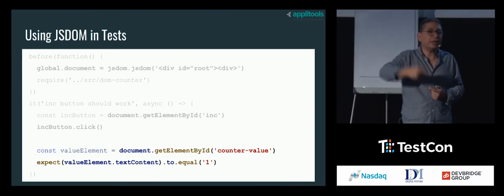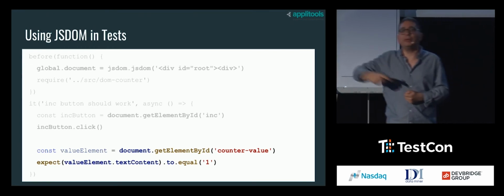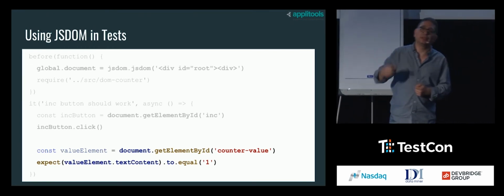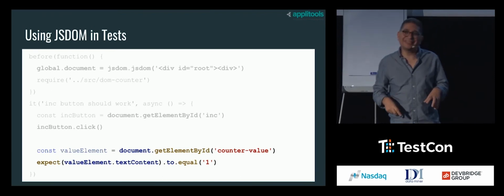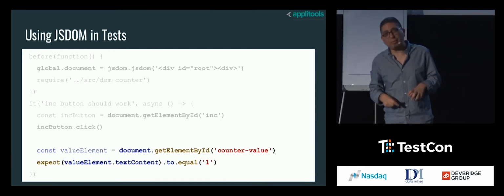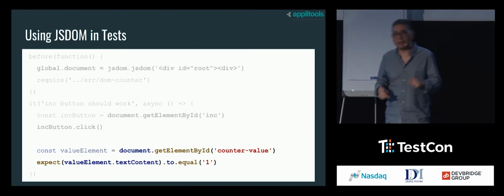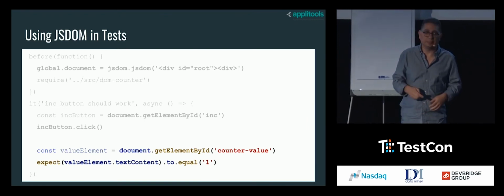Is there a network here? No. Are we running a browser? No. It's all in memory. We're talking 10 times, probably more, faster than regular browser automation tests.